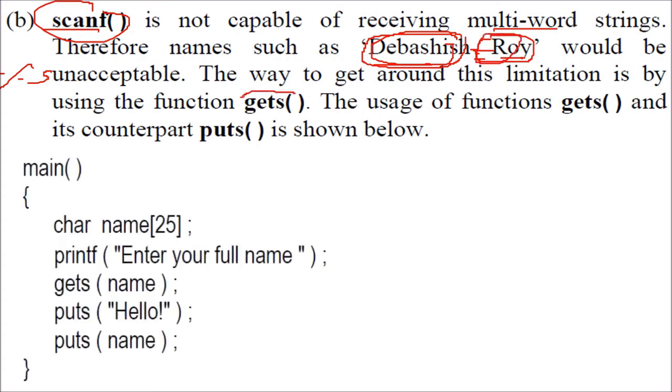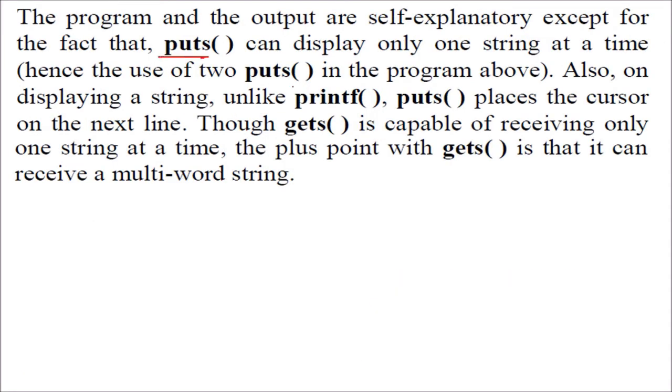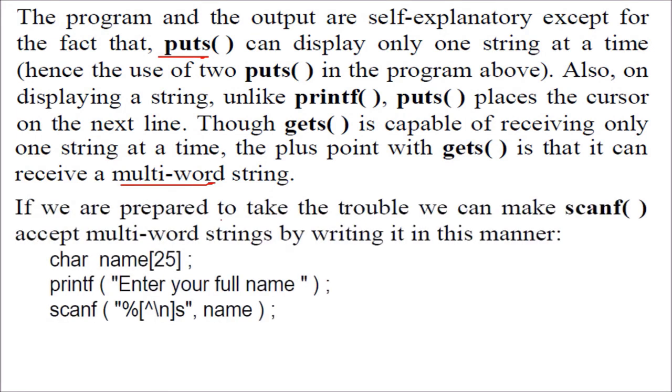For that, you use gets. Now you put a printf, enter name, in the character array, and gets, get string, and you will take this name. Then you print hello, then the name. So now the complete Debashish Roy will be taken and shown. So this was the thing: puts and gets. Gets gets the string. This can take multi-word, not multi-line. Multi-word.